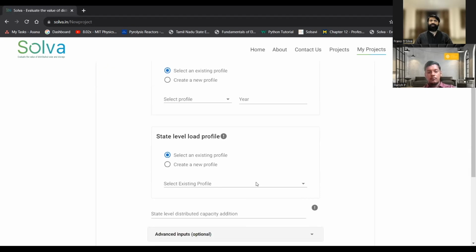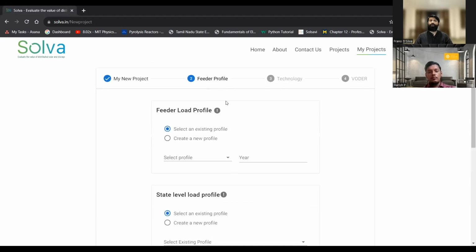Here, you would have to define your feeder load profile. That is, as we have selected feeder, we will have to define a feeder profile here. If I had selected a distribution transformer level analysis, I would then have to define a distribution transformer profile. There are two ways to define this profile.